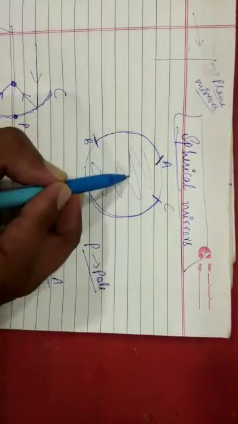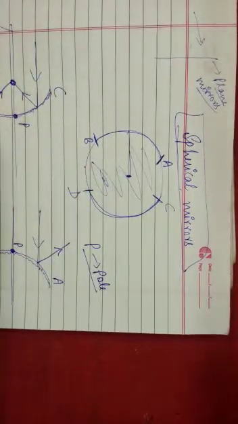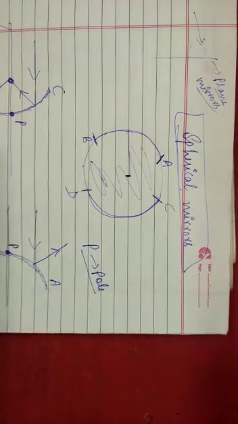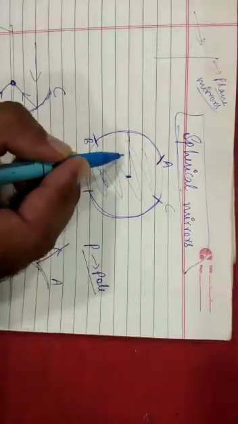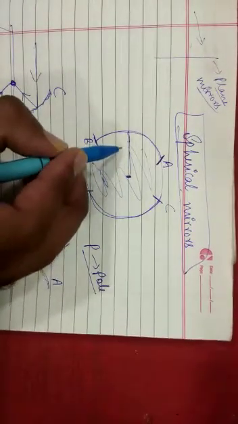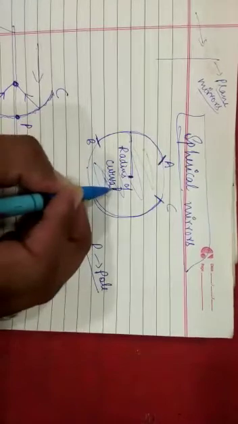One more. The radius of this sphere, the radius of the sphere, is called the radius of curvature.